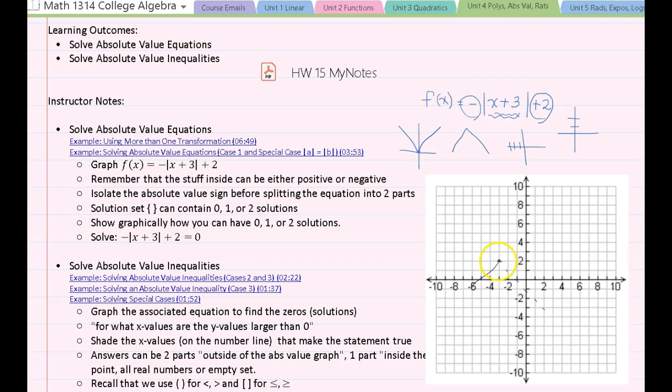So the vertex of our graph will be located at the point negative 3, 2, and our graph will open downward. To complete the graph, we notice that there are no horizontal or vertical compressions or expansions, so we use the slopes of 1 and negative 1 to complete our graph.